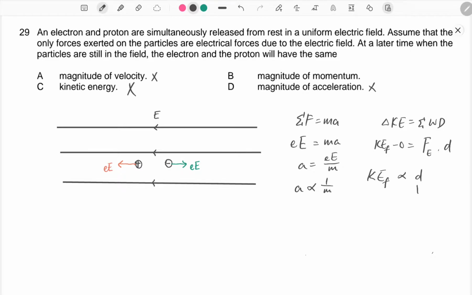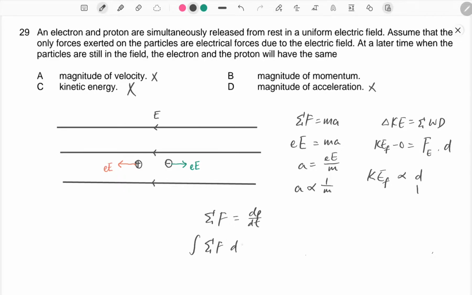We're left with simply the answer, magnitude of momentum. But how do we know that? So we see that another version of Newton's second law, net force equals dp/dt. Another way of writing this is in terms of the impulse formula.